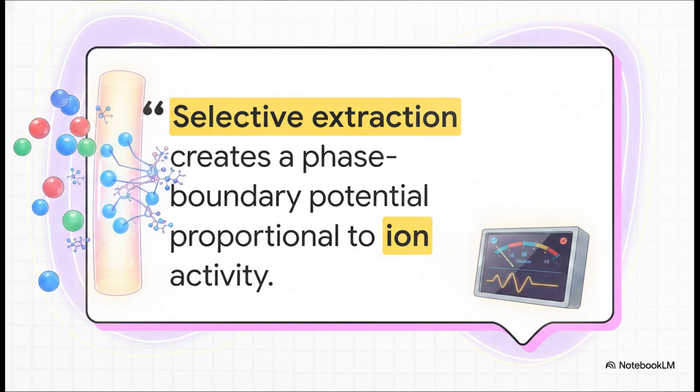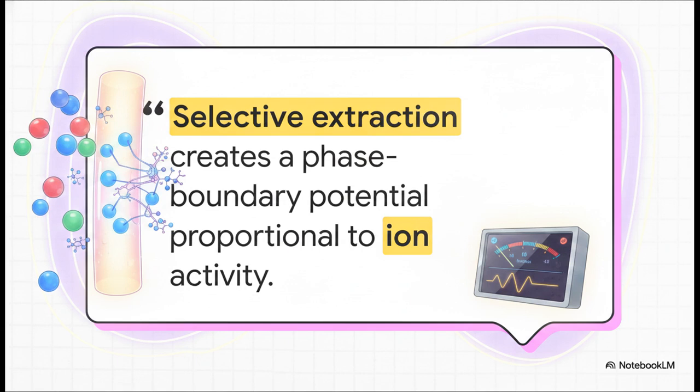Now, if we zoom in super close on that indicator electrode, the underlying mechanics are literally mind-blowing. As this quote lays out so well, the selective extraction of target ions from the sample solution into the membrane phase by the ionophore creates a phase boundary potential.